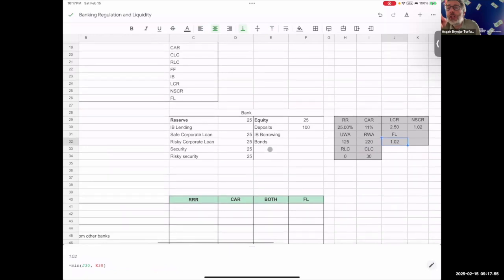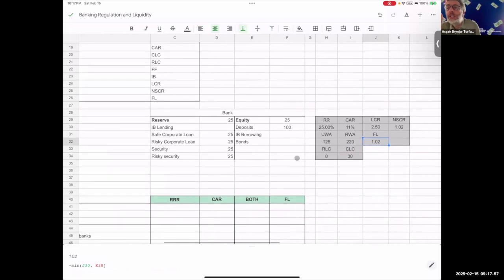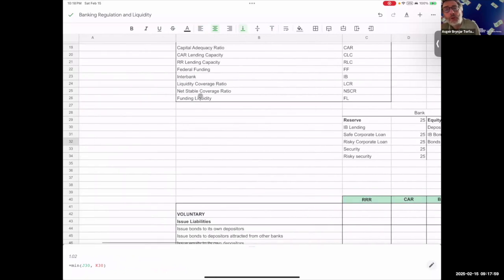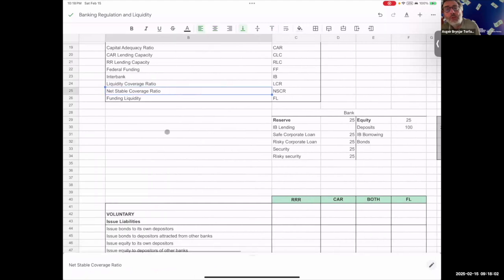So, quick question, sorry. NSCR, is it the same as net stable funding ratio, or is it the new name or different?